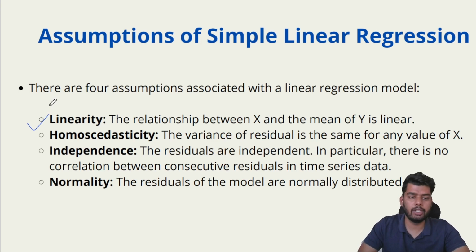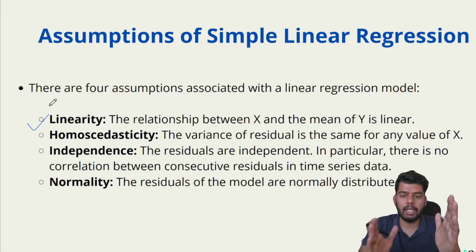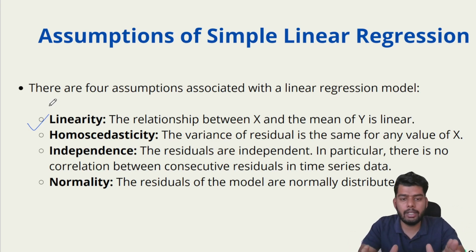The first is called linearity. Linear regression is applicable because we assume there is some linear relationship between x and y. It can be just an approximate linear relationship, not so much linear, but there can be a linear line which approximates the data well. So there should be some kind of linear relationship between x and y.